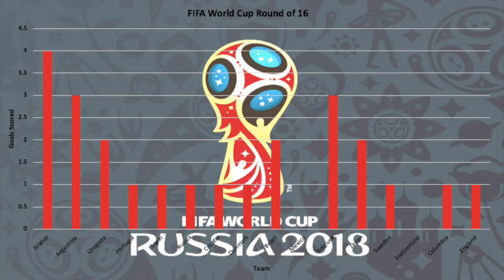So if we look at this chart of the round of 16 goals scored, we see something like this. And it looks like there's about 1 goal as the common number that we see most repeated more than any other goal scored in the game. So the mode is 1 goal scored per game.